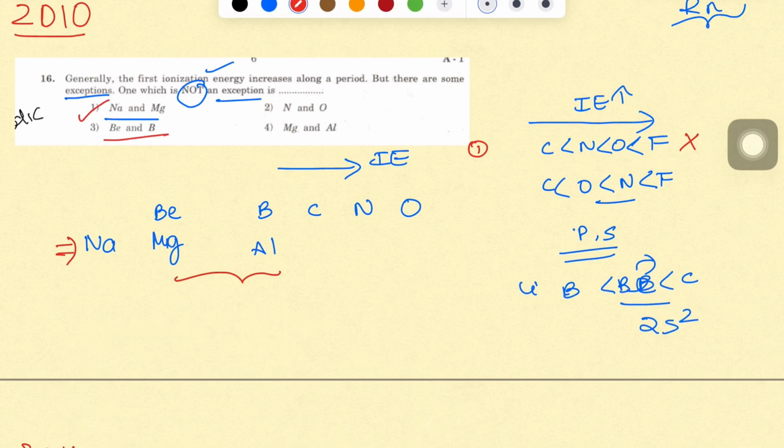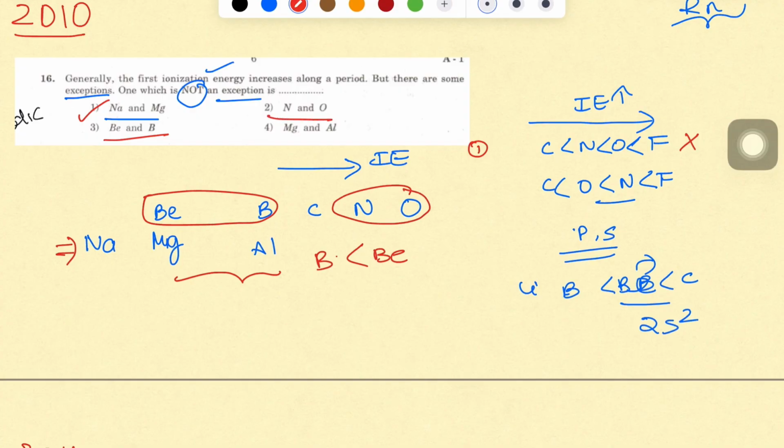Beryllium, boron, they do have exception. Why? First, beryllium requires more energy than boron. Nitrogen, oxygen, they do have, because nitrogen has a half-filled configuration. Magnesium, aluminum also they do have. Why? Magnesium has a fully filled electronic configuration.